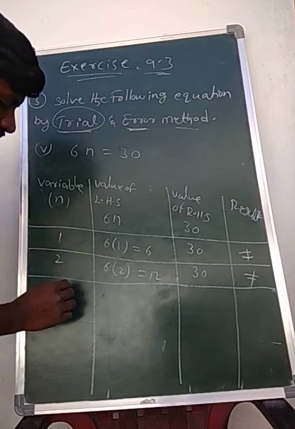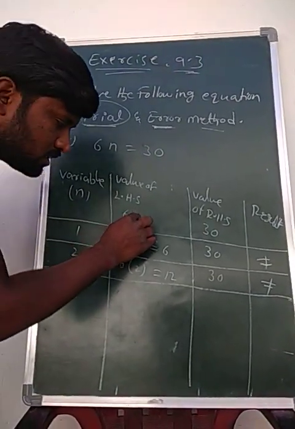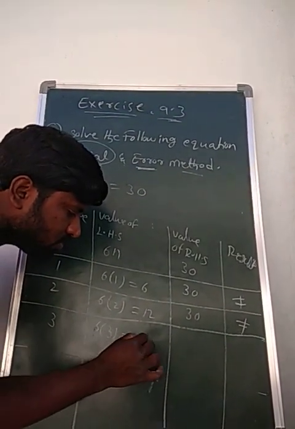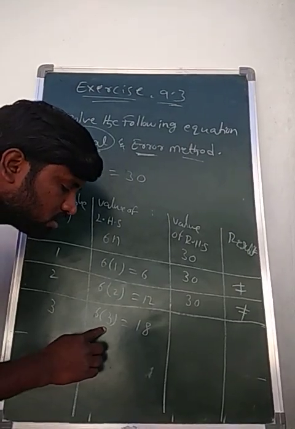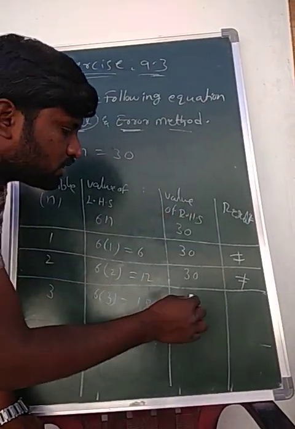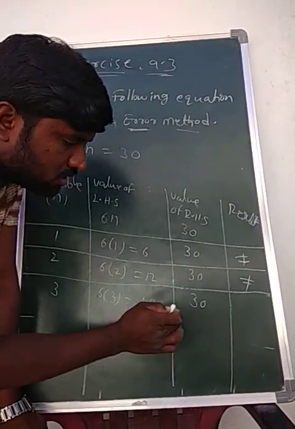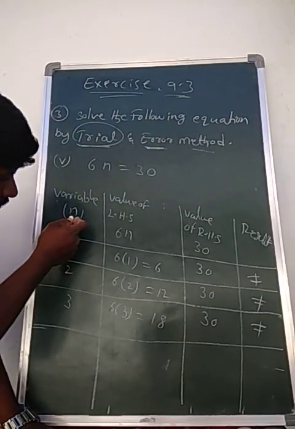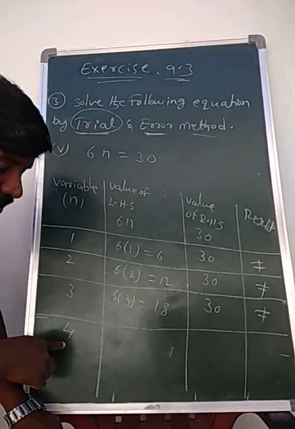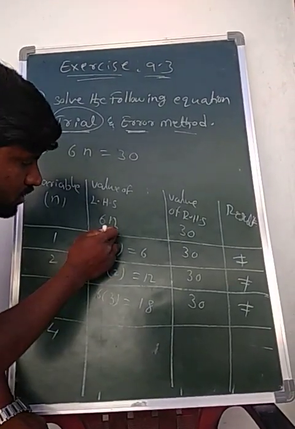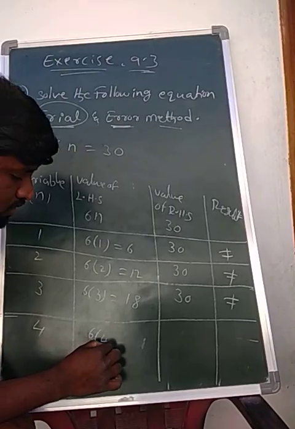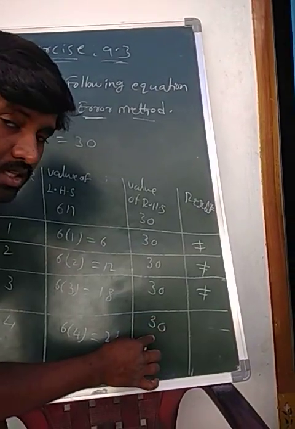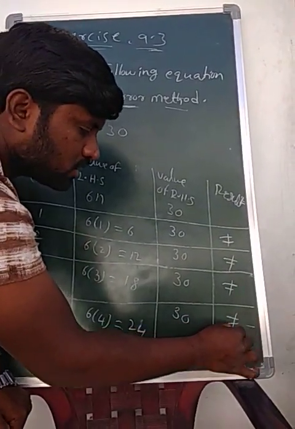Next, I am taking in the place of n this time 3. So then I am going to substitute n as 3. 6 of 3 is equal to 6 3s, which are 18. So what is the value of RHS? That is 30. 18, 30 equal? It's not equal. Then I'm going to take the next number in the place of n, that is 4. 6 of 4, 6 4s are 24. The value of RHS is 30. 24, 30 equal or not equal?